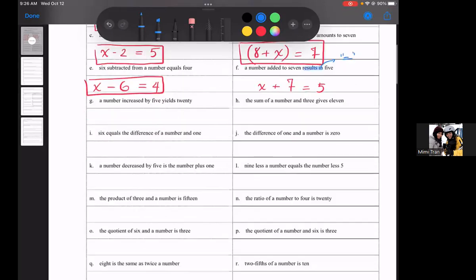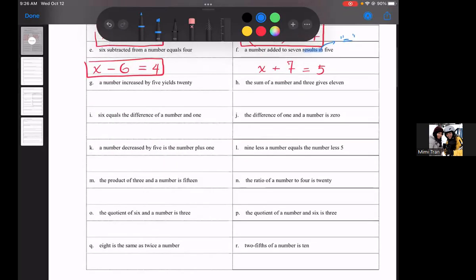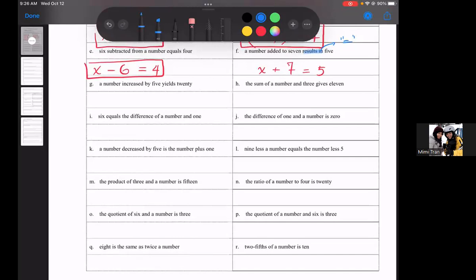Why don't you guys do all of them? See how you do. I'll give you 1 minute or 2 minutes. Try your best.